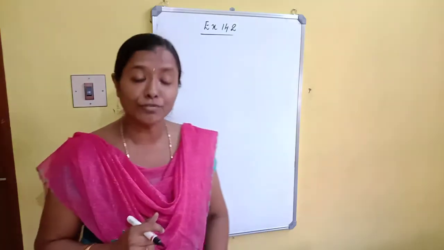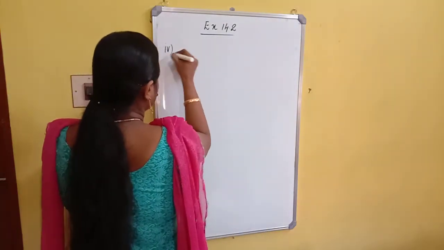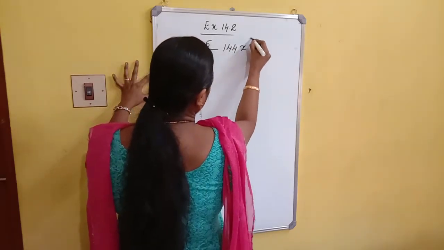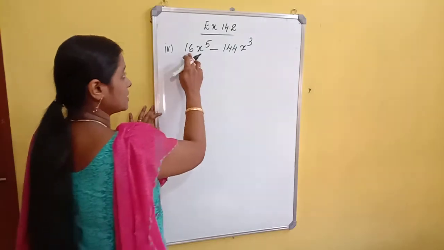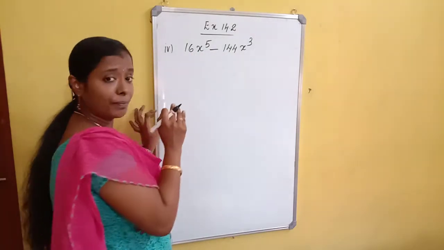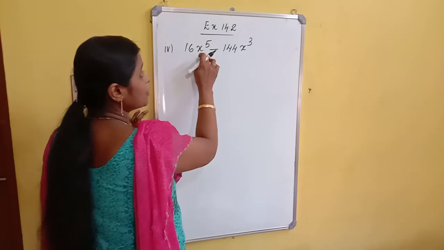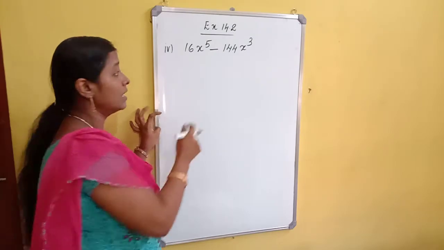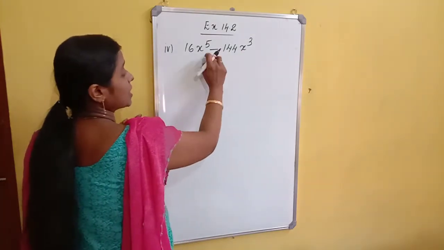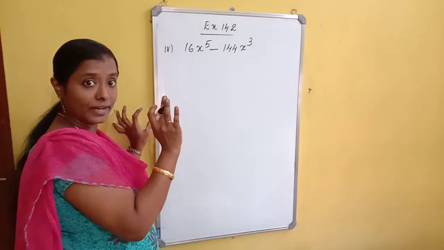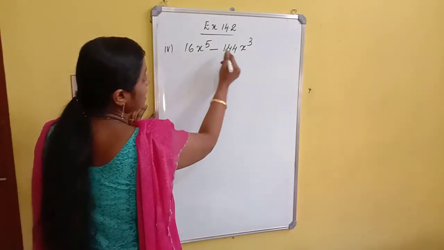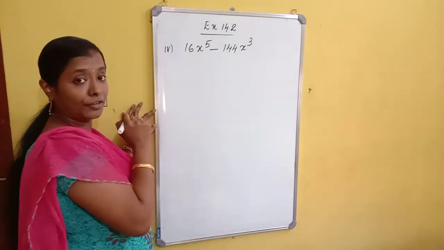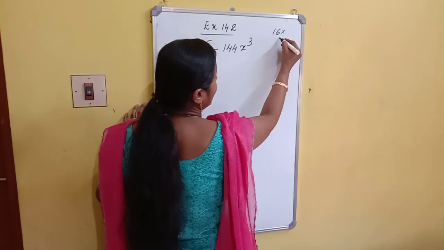And then next one, fourth question. 16x⁵ minus 144x³. Clear? 16 and 144 are perfect squares. So what about x⁵ here? Okay, x⁵. Here it is x³. Clear? So we want to make both sides x² terms or a perfect square only. So what will you get? Also 16 is a factor of 144. Why? That is 16 into 9 is what?